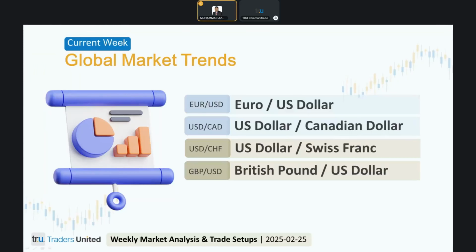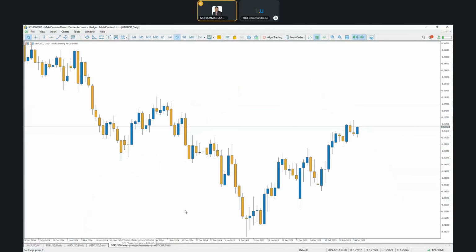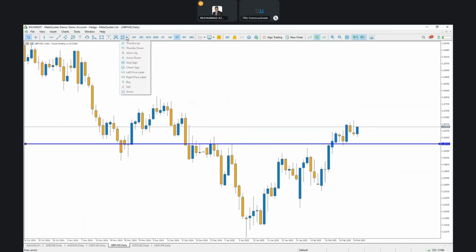Next one is the British pound versus United States dollar, the GBP USD currency pair. Right over here, this is the resistance level, and the market manages to break through it. And now, a few days ago, the same resistance acted as support. The resistance turns into support, and that's a good spot for buyers.